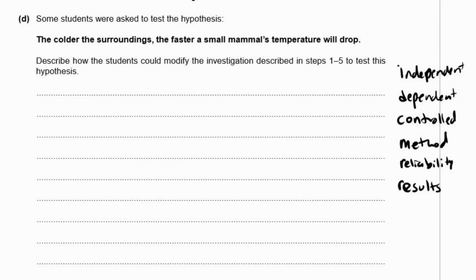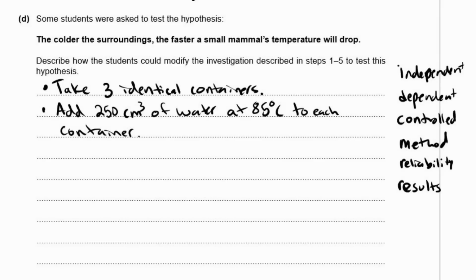Okay, so the first thing you want to do is take 2 or 3 identical containers. Just choose a number and you can use that. If you said 2, that'd be fine. If you said 5, that would also be okay. Another thing you do is add some water and make sure it's at the same temperature. So add 250 centimeters cubed of water at 85 degrees Celsius to each container. Just choose some numbers that sound reasonable.